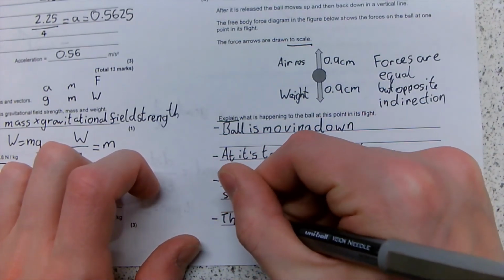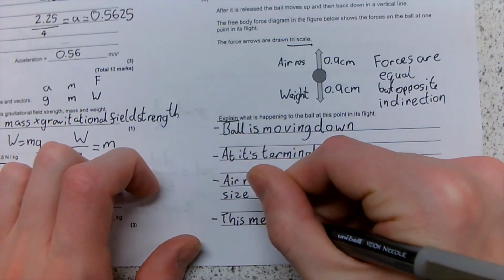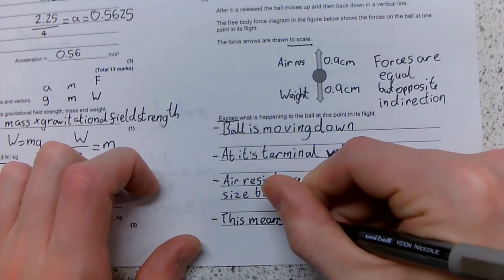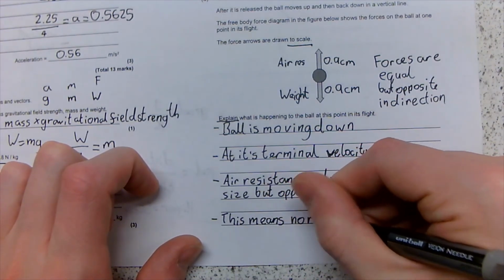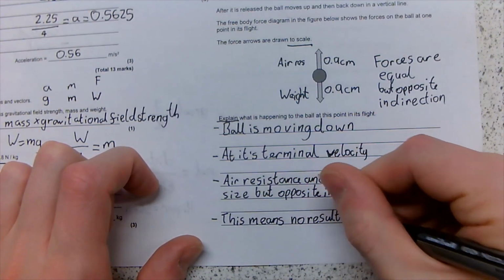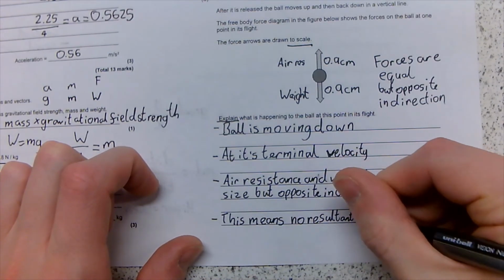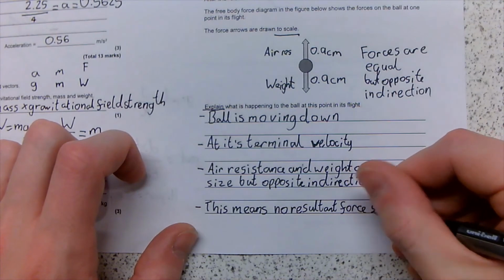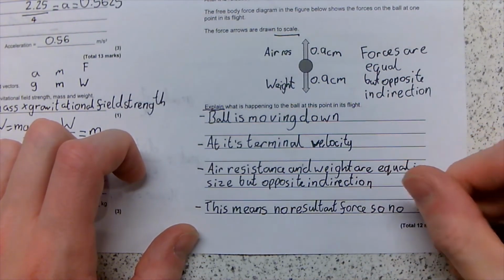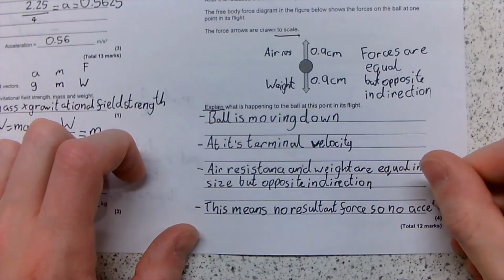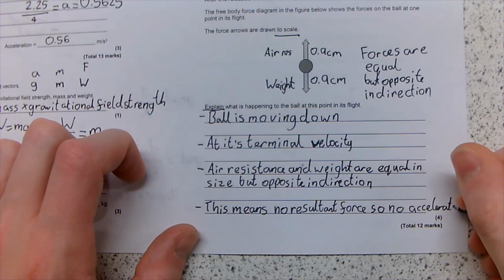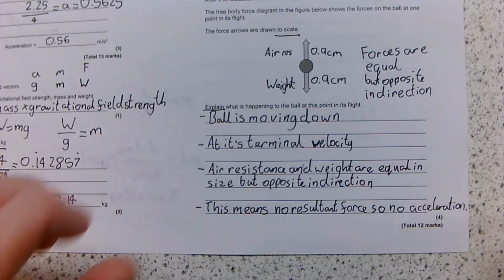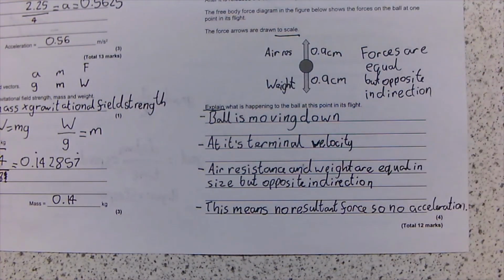So this means no resultant force. So no acceleration. And there you go. 4 points for 4 marks. And that concludes this worksheet.